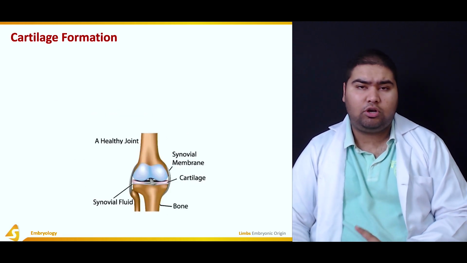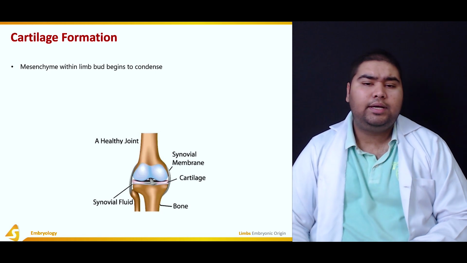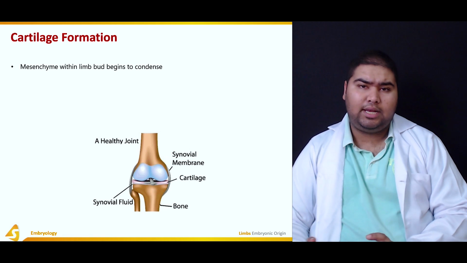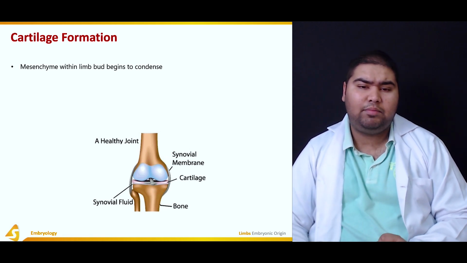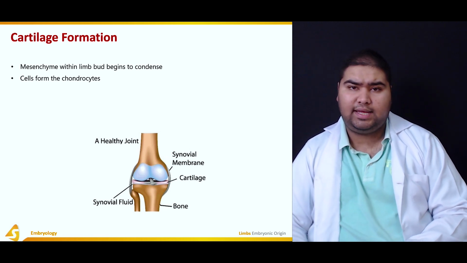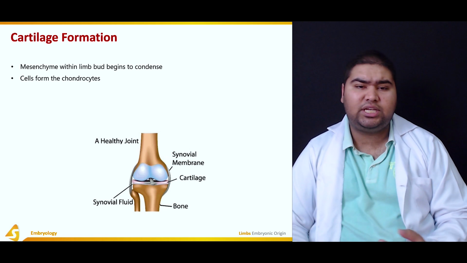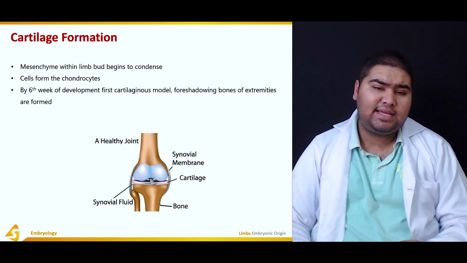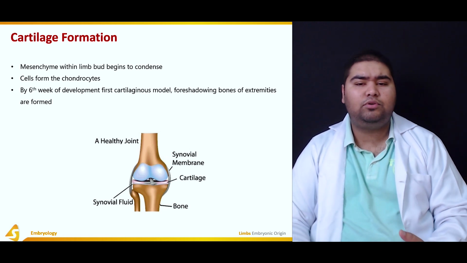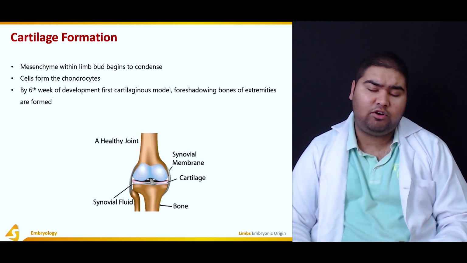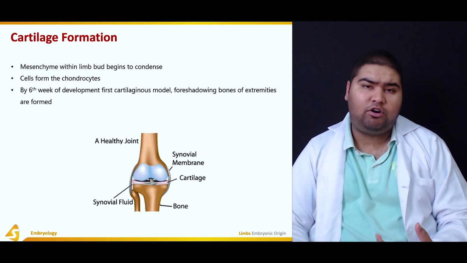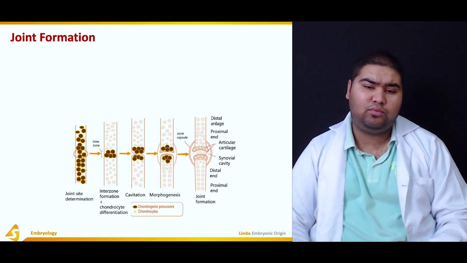So now let's talk about cartilage formation. The mesenchyme within the limb bud begins to condense. The limb bud, which initially had a mesenchymal core, begins to condense, and the cells now differentiate into chondrocytes. By the 6th week of development, the first cartilaginous model, which foreshadows the bones of the extremities, has been formed. So a cartilaginous model of the adult bones has been formed by the end of 6th week.